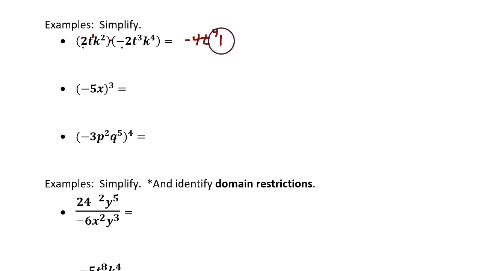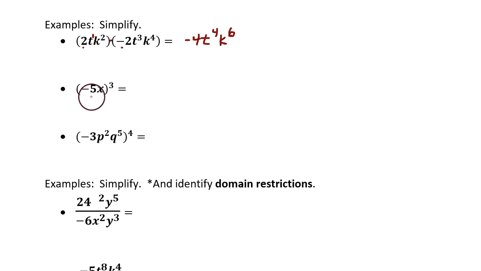Now let's work with the letter k. k to the second times k to the fourth is k to what power? It's to the sixth power, because when you multiply letters, you add the exponents.